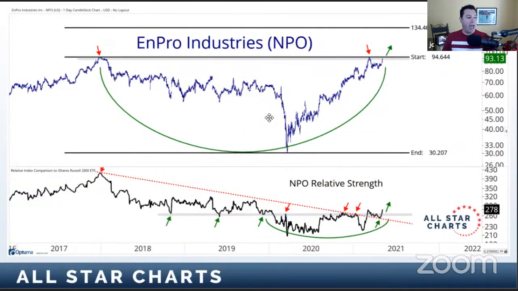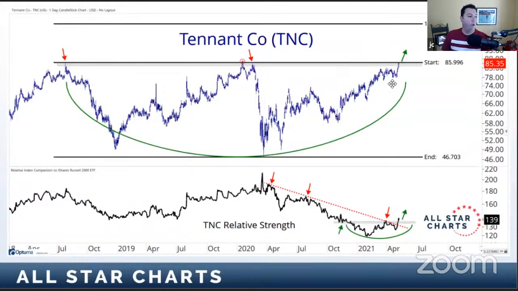Now, moving right on to Enpro. Enpro Industries, NPO. This is a $1.9 billion industrial technology conglomerate. It's a global name all over the world, and 95 is the level there. So we're looking for a breakout above 95. If it's below 95, we want to leave it alone. If it's above 95, I like it long. Right now we're around 92.5. So be patient with some of these. The market's been under pressure. I don't think there's any rush. But if it's above 95, I like it long with a target of 134.